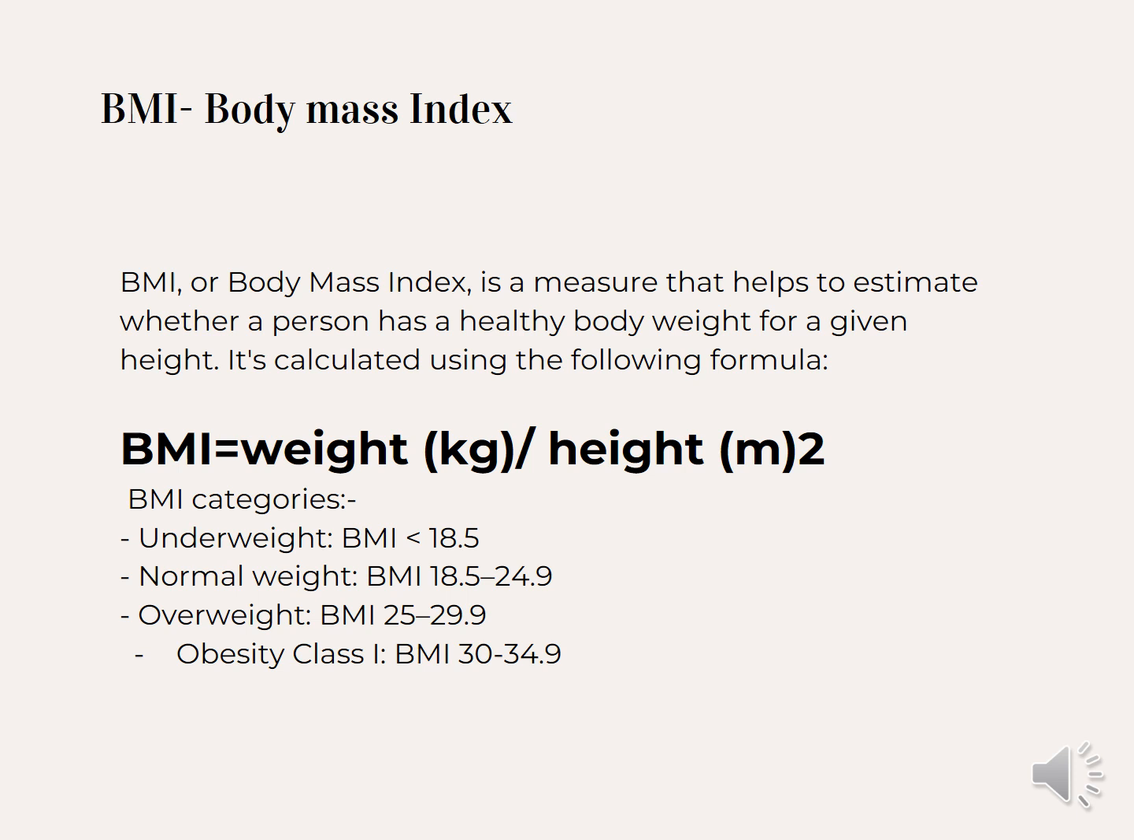BMI categories are: if the BMI falls below 18.5, then the person is said to be underweight. The person is said to have normal weight with respect to their height when the BMI is 18.5 to 24.9, and the person is overweight when it is between 25 to 29.9. Class 1 obesity, which becomes a very big medical condition, is between 30 to 34.9.